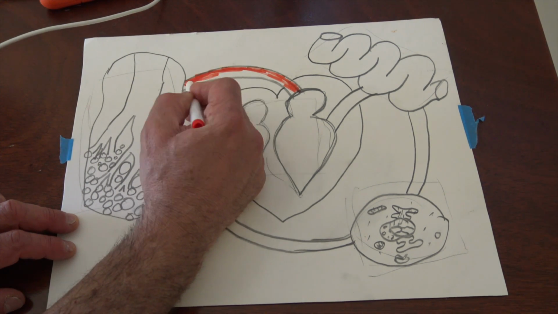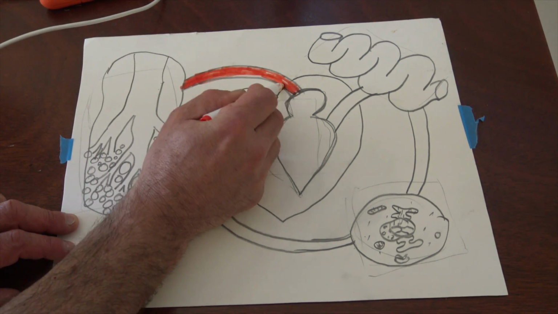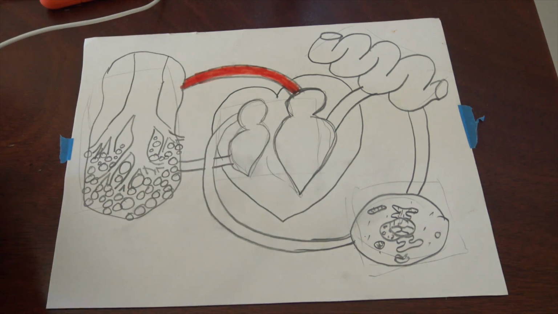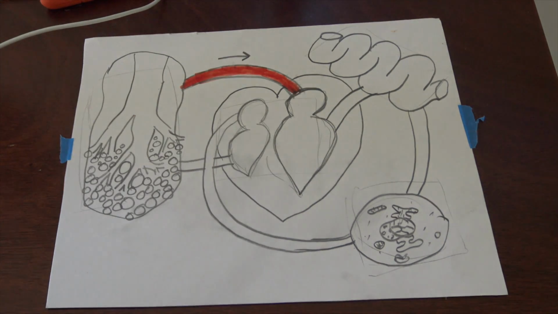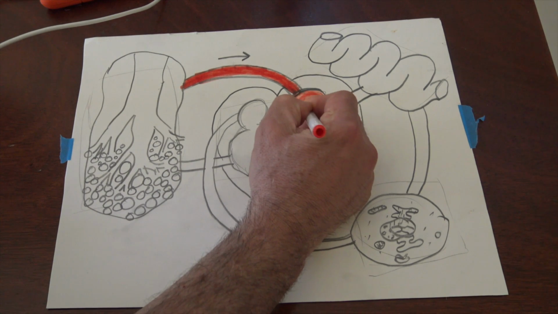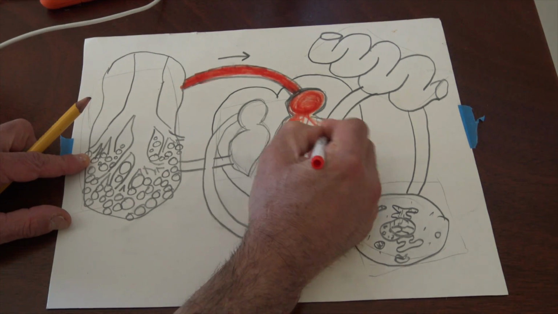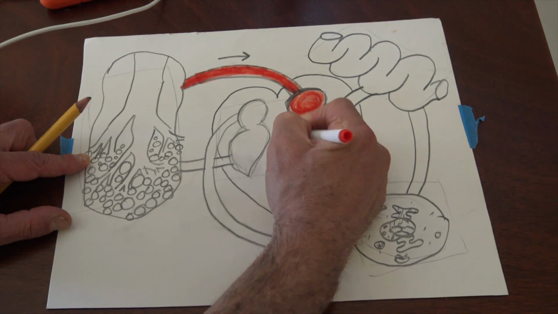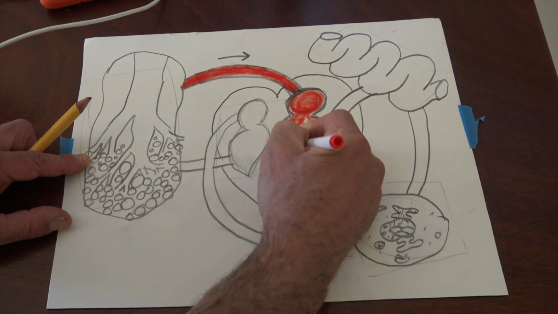So we got the blood coming from the lungs, which is red. Red blood coming from the lung. So this is coming in this direction. As I color this part, I'll put the arrows. And that from the lungs comes back into the heart right here. And then that left atrium pumps it down here into the left ventricle. So we're going to color this red too.